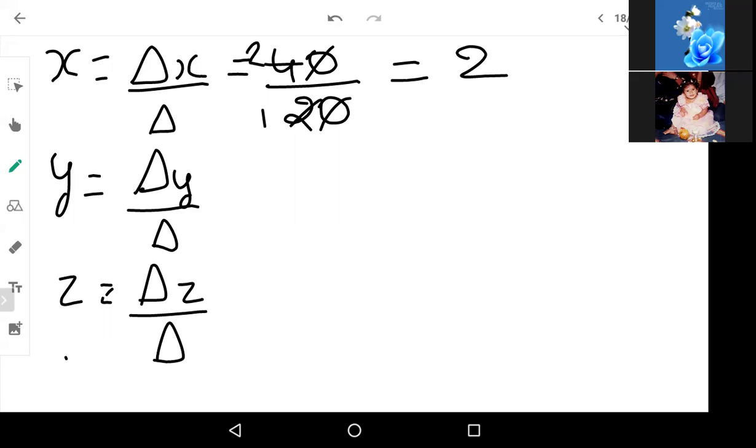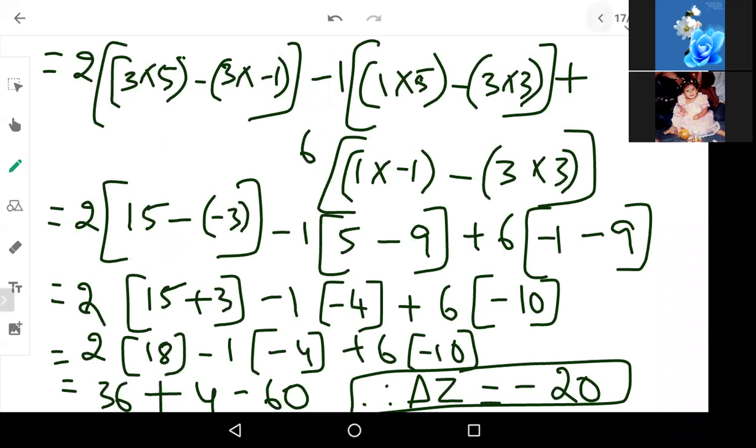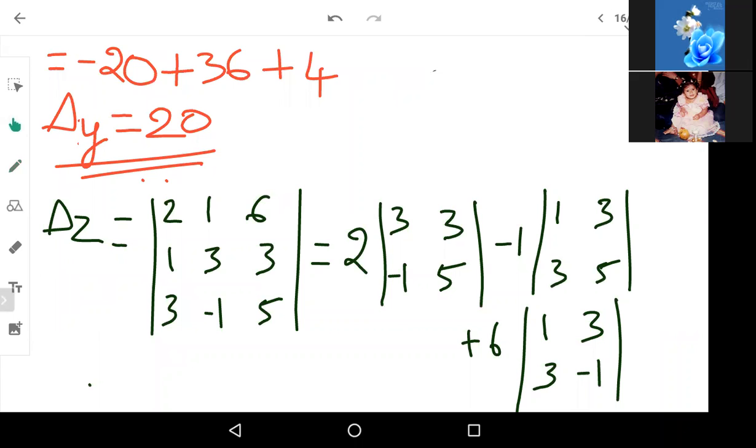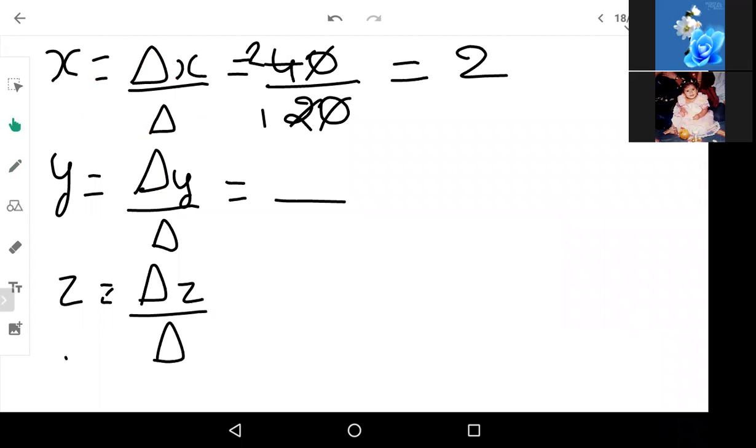Now can you tell me what is the value of delta y? What did we find? No, I'm not asking the value of y, Bindu. I'm asking the value of delta y. See, this is delta y. Yeah, 20, correct. So 20 divided by the value of delta, which was also 20. And you're correct. The value of y is 1.